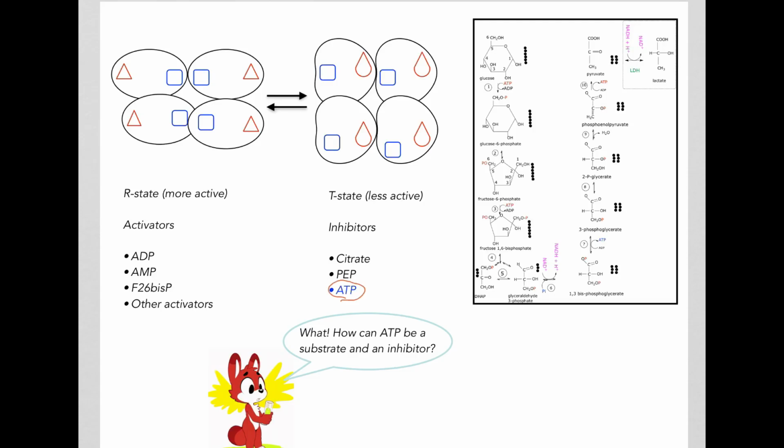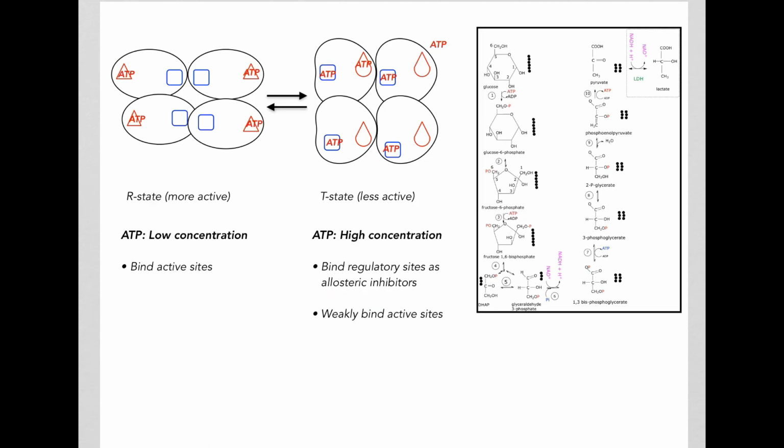Did we just say ATP? Yes, well, ATP is a substrate for the enzyme, right? ATP is a substrate for this enzyme. But here we are also saying that ATP is an inhibitor of the enzyme. So how can ATP be a substrate as well as an inhibitor of the enzyme? So let's look at this problem.